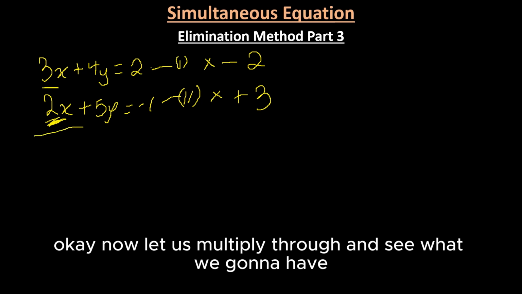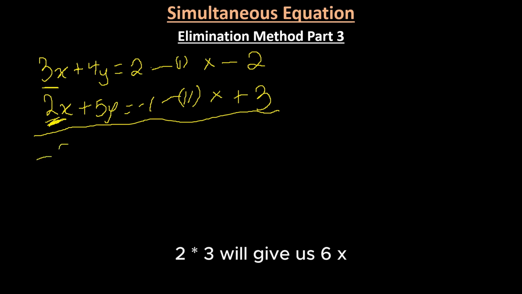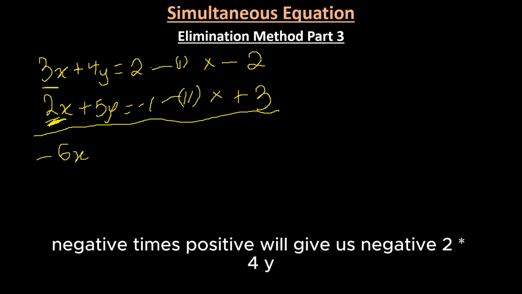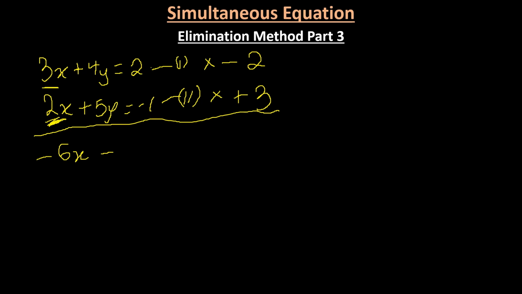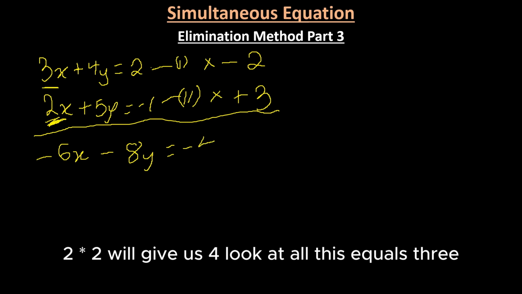Okay, now let us multiply through and see what we're going to have. Negative times positive will give us negative. 2 times 3 will give us 6x. Negative times positive will give us negative. 2 times 4y will give us 8y. Then negative times positive will give us negative. 2 times 2 will give us 4. We can call this equation 3.